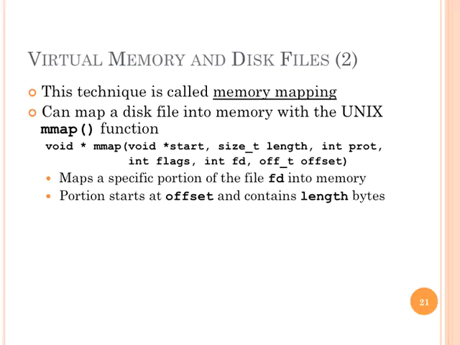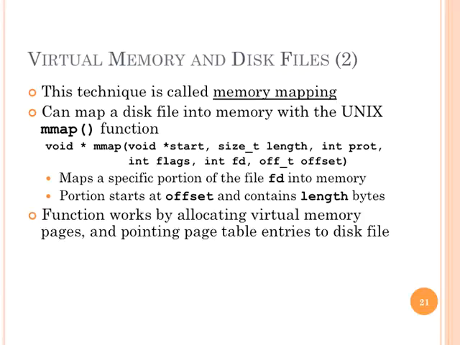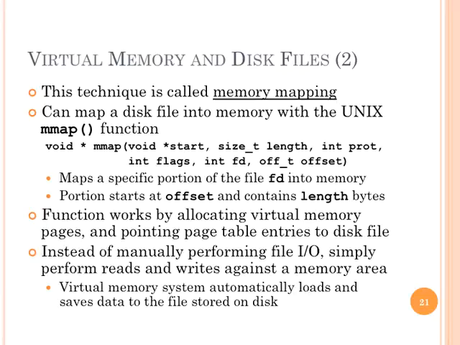Like I say here, you have a void star start, which basically says this is the virtual address range that I want to map, so start and length. You can set protections, so you can say this data should only be readable, or hey, it can be read-write. And then FD is a specific file. When you open a file, you get an integer descriptor that says this is the file that you have open. And you can say, map this portion of this file into this address range. What it does is it changes the virtual memory configuration for the process. So you see here, it allocates virtual memory pages and then points the page table entries to the disk file.